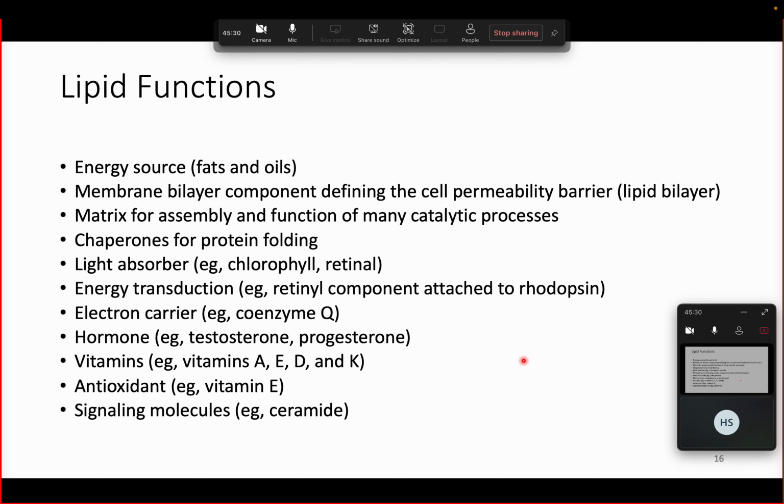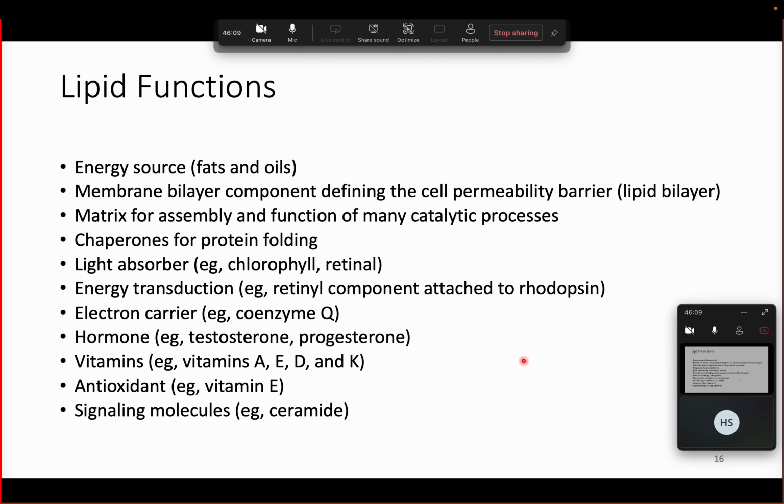Light absorbers like chlorophyll and retinal pigment are actually lipidic in nature. Energy transduction, like the retinal component attached to the rhodopsin, helps in photon energy transfer, and hence we are able to see, right? Electron carrier in the ETS chain, if you remember, there is a coenzyme Q small molecule associated. It is lipidic in nature. Hormones like testosterone and progesterone are lipidic in nature. Vitamins such as A, D, E, K are lipidic in nature and hence are lipid soluble only. Antioxidants such as vitamin E. Signaling molecules such as ceramide.